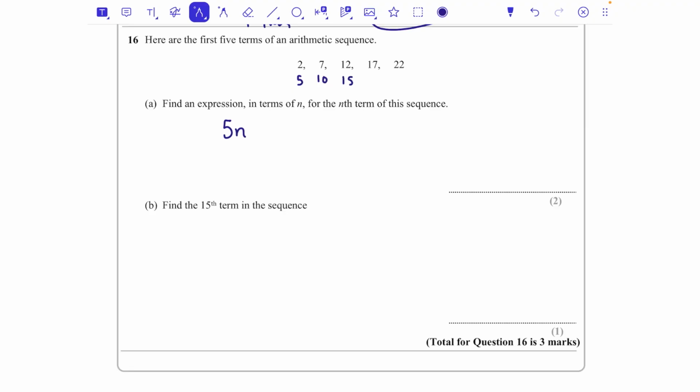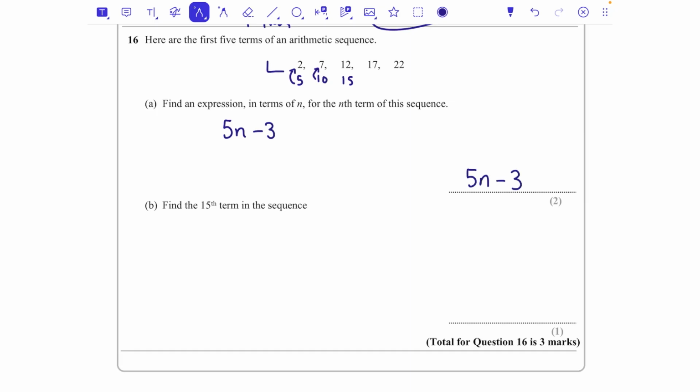So what do I need to do to adjust the 5 times table to get the sequence that we want? Well, instead of starting on a 5, I want 2. Instead of starting on a 10, I want 7. And that's 3 less in each term. So I'm going to do the 5 times table, take away 3. So my expression for the nth term is 5n take away 3.